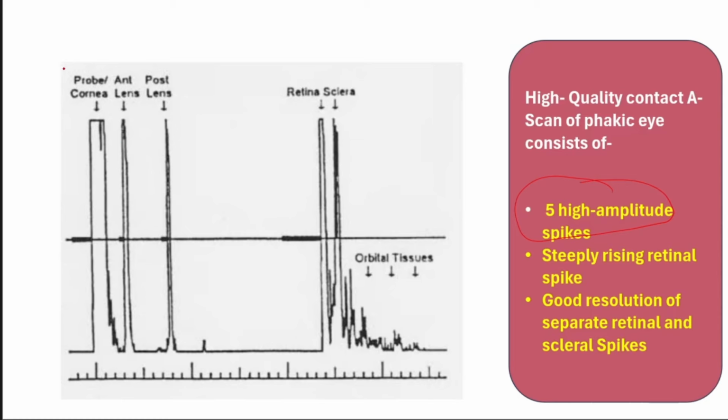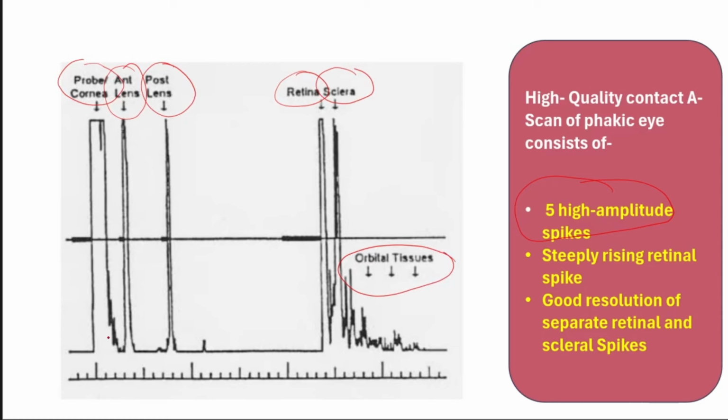You can see the first one, which is coming from the cornea and the probe together, because the probe and cornea are in touch with each other. Then we have the one coming from the anterior lens, then one coming from the posterior lens. Then we have the spike coming from the retina, and the spike coming from the sclera. So all these are high amplitude spikes. Then of course we have smaller spikes coming from the orbital tissues.